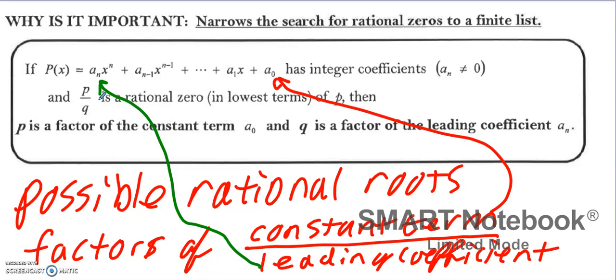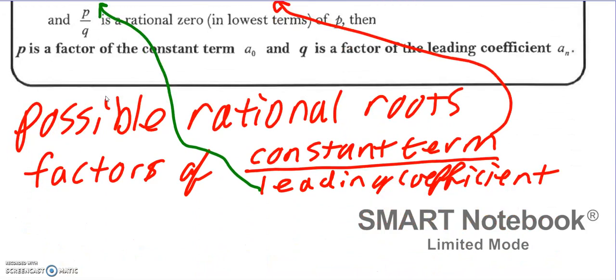Now keep in mind, when we're saying factors of the constant term over the factors of the leading coefficient, the factors can be positive or negative. For instance, like the number 5 has factors of 5, -5, and 1 or -1. Those are all factors of the number 5. All right, let's look at an example.